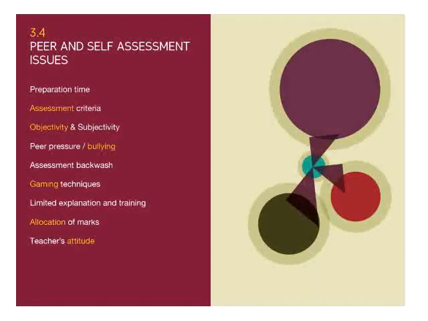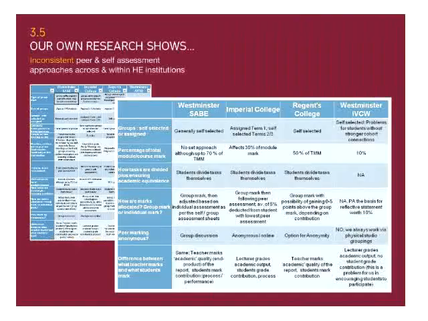So, it's not all rosy. There are some issues relating to peer and self-assessment. Obviously, we as lecturers need preparation time because we need to prepare good assessment criteria. Students aren't always objective, so we have subjectivity, peer pressure and bullying creeping in. My students particularly are very grade conscious, so they look at assessment backwash and how they gear their scores to meet the assessment criteria. And other students are clever enough to use calculations and gaming techniques to get the scores they want. Sometimes tutors give limited explanation and training, and then the allocation of marks goes somewhat awry. And some tutors' attitude really isn't always very enthusiastic about this scheme of peer and self-assessment.